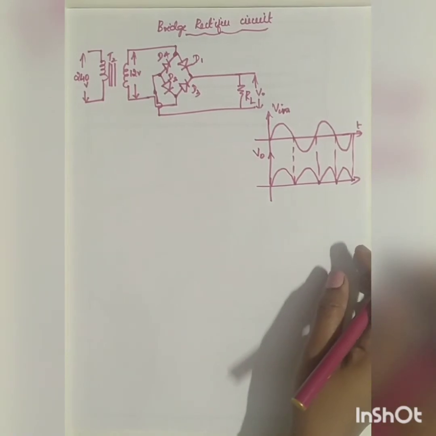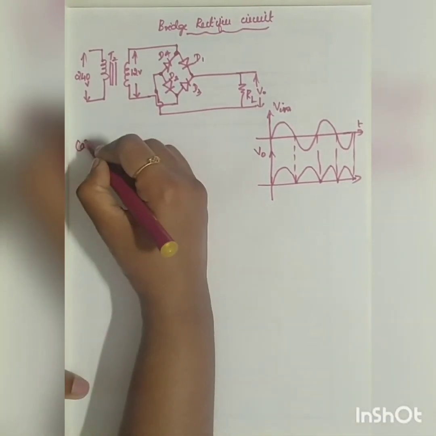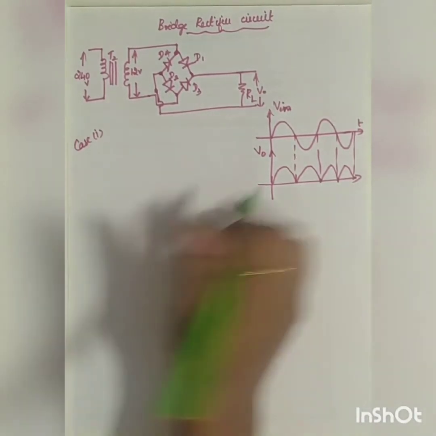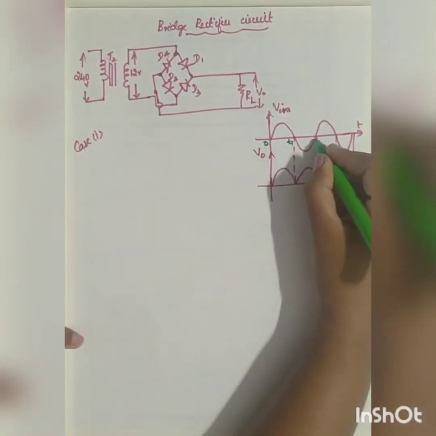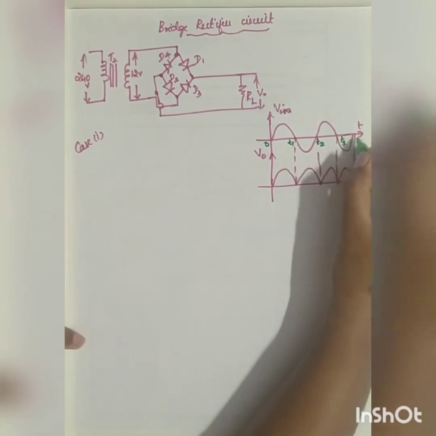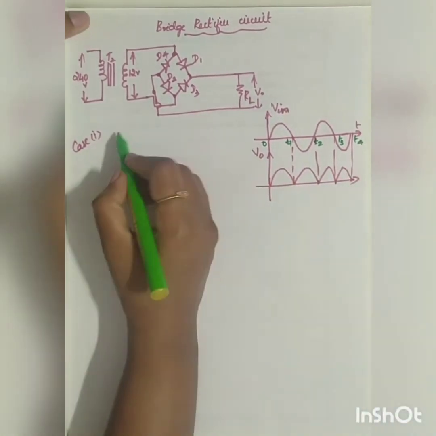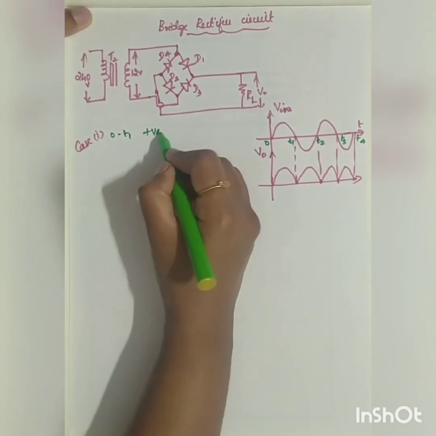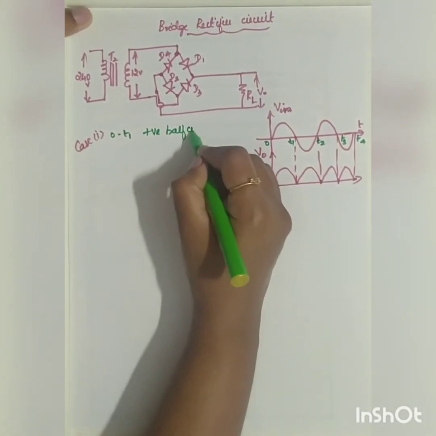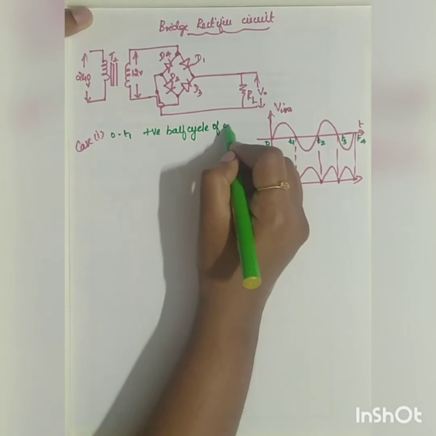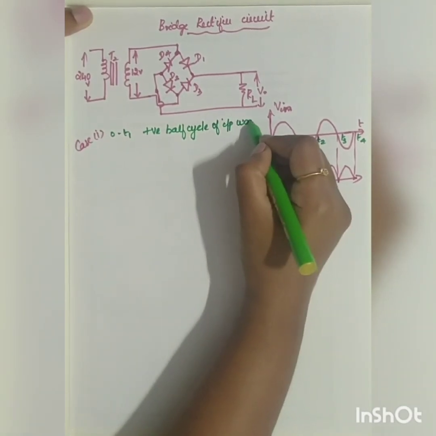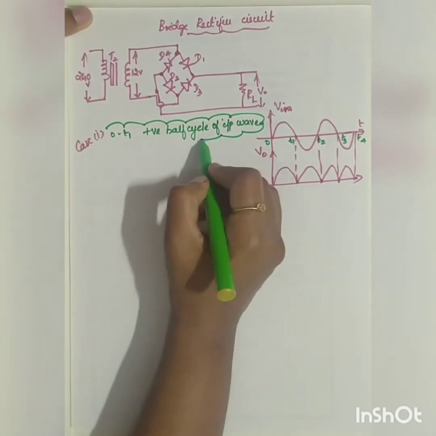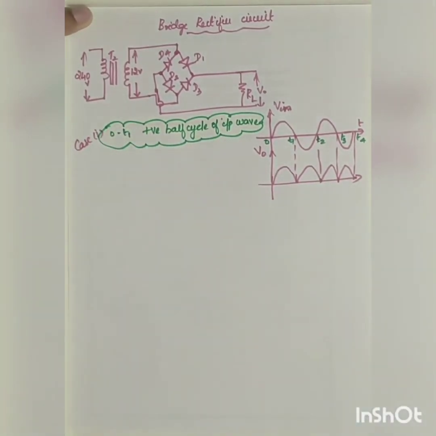So you have two cases. Case 1, what is your case 1? If I take this as 0, T1, T2, T3, T4, then this will be 0 to T1, right? That is during the positive half cycle of the input wave. So during the positive half cycle of the input wave, this is going to be your case 1. So how will your diagram look like?